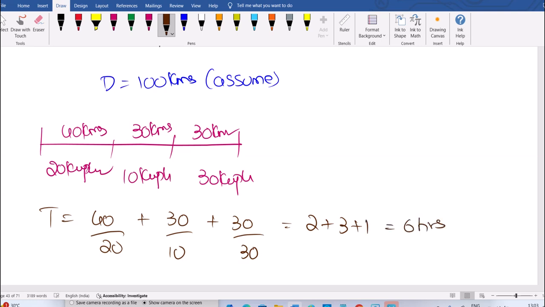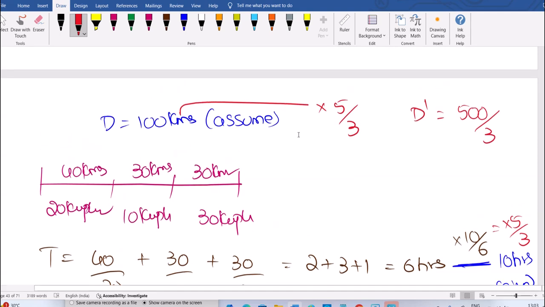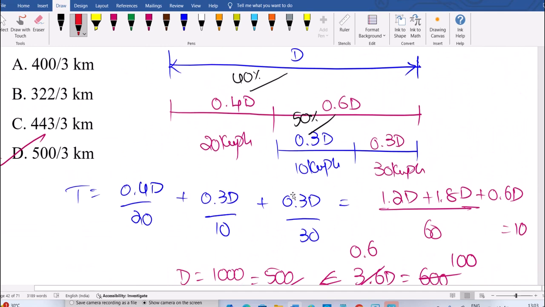6 hours. But in the question, what is the total time taken given? 10 hours given. Now 6 should become 10, which means I should multiply by 10 divided by 6, or multiply by 5 divided by 3. 10 by 6 is nothing but 5 by 3. I want 6 to convert into 10, so I have to multiply with 10 by 6 or 5 by 3. Here also you assume and correct it, multiply by 5 by 3. 100 into 5, 500 divided by 3. After doing a lot of things previously, we got the same 500 by 3.